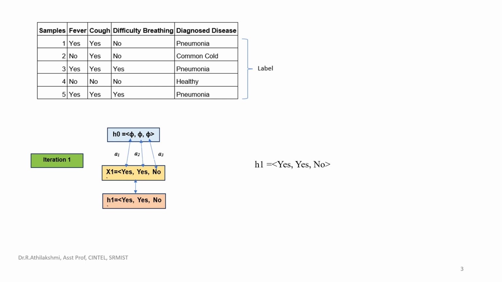Once we define the initial hypothesis, the algorithm iterates over the samples. In the first iteration, it reads the first sample: yes, yes, no, and pneumonia. Our rule is that the label should be pneumonia, so the algorithm considers only the pneumonia samples and not the other labels. In the first sample the label is pneumonia, so the initial hypothesis H0 is changed to a new hypothesis H1. H1 will be yes, yes, no.